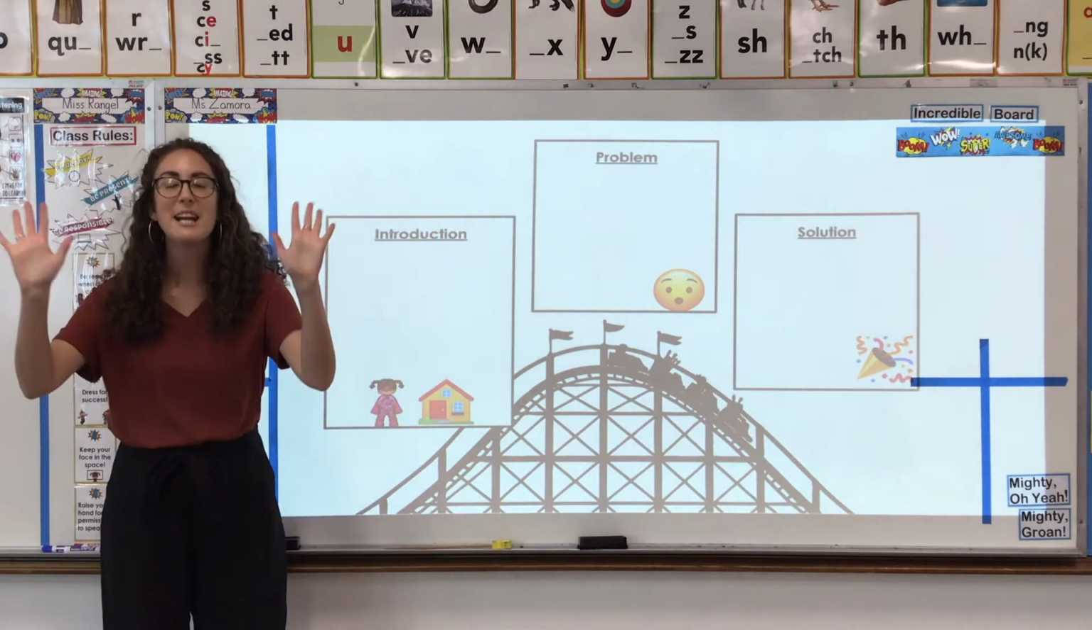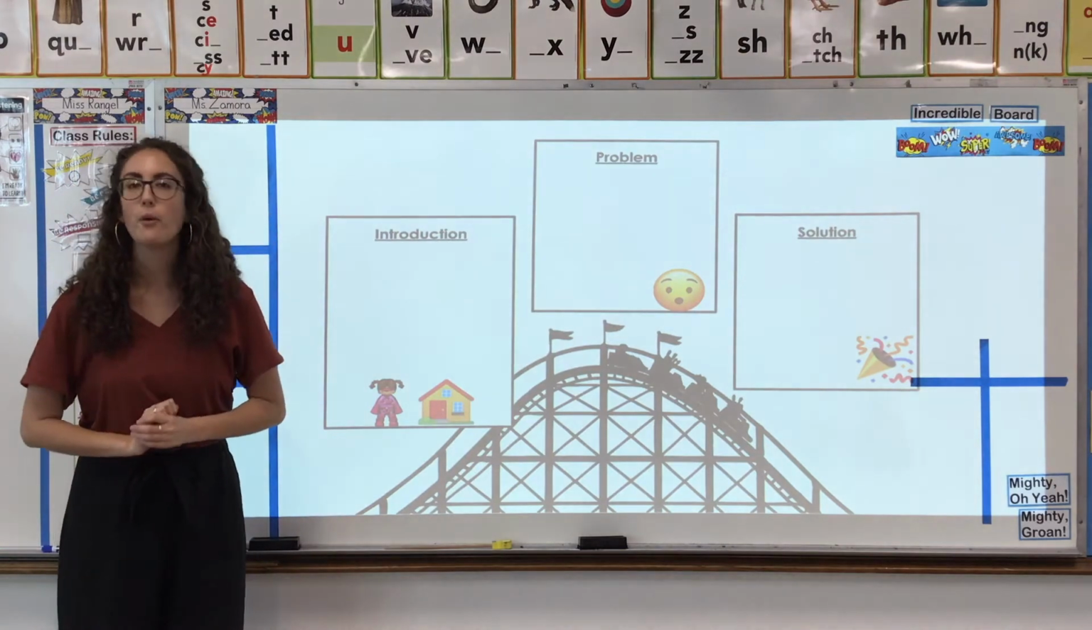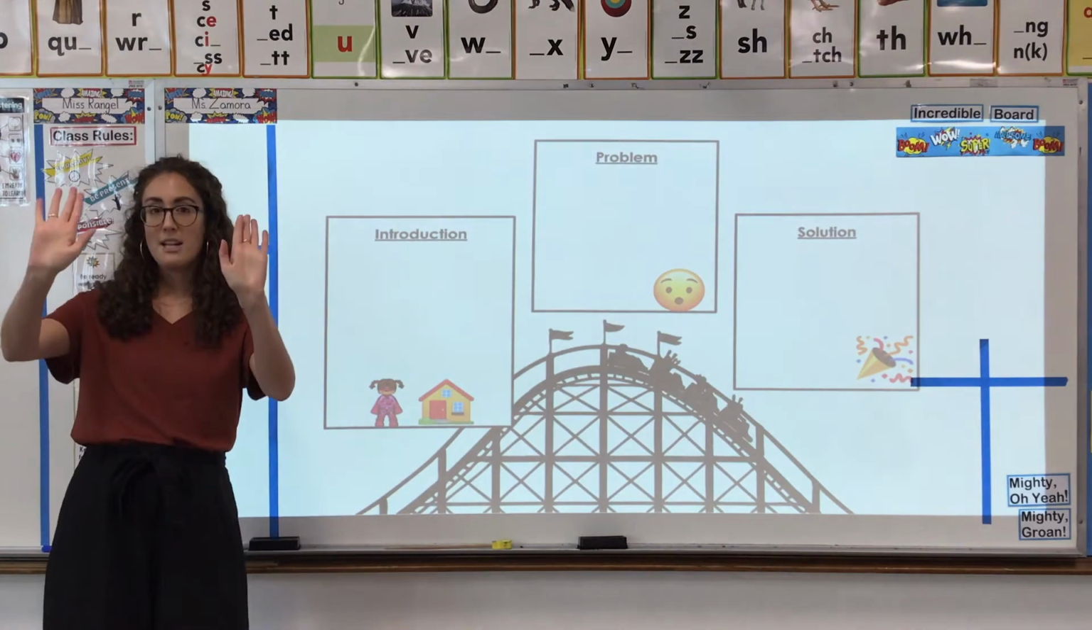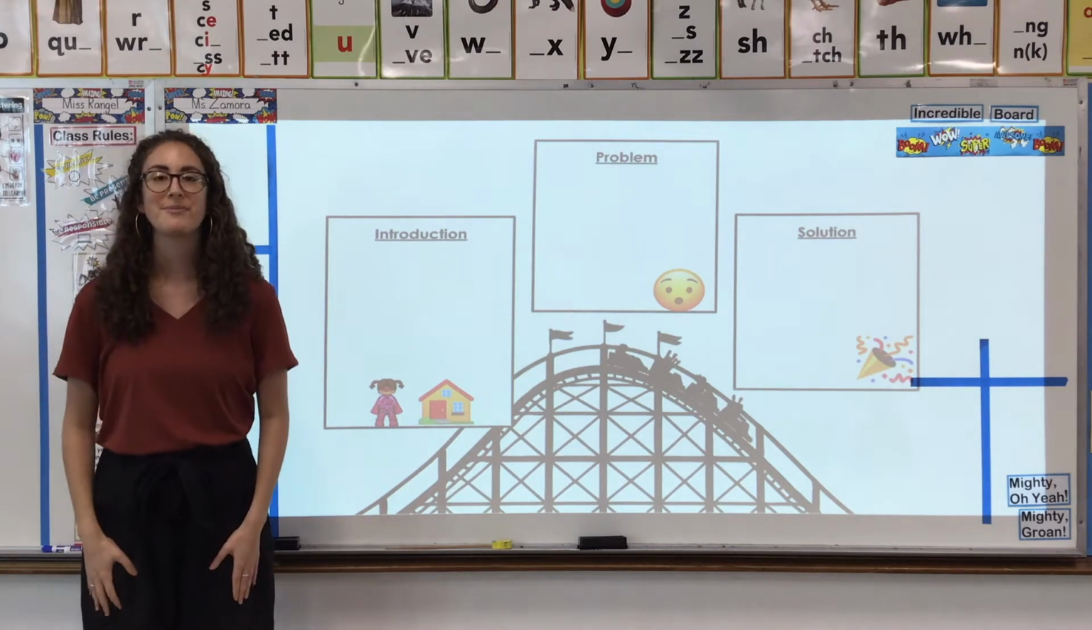Okay, we've had a break from this. I want us to make sure we're really ready to brainstorm by doing mirror words again for our story plot. So are you ready to do mirror words with me? We're going to do our roller coaster. Here we go. Mirror words.